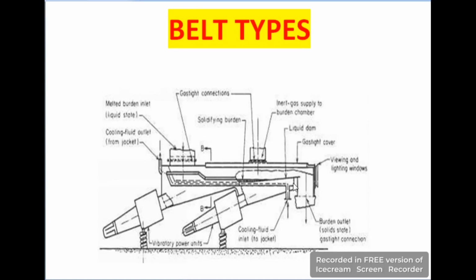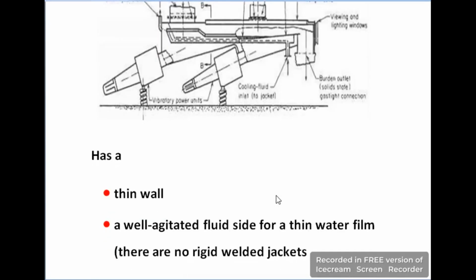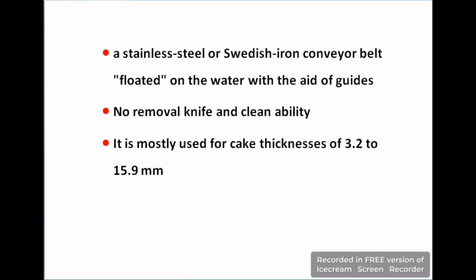The next type is belt type heat exchangers. You can see this type of heat exchanger in this diagram. Here a cooling fluid is entered for cooling purpose, and this heat exchanger has a thin wall, and also for cooling purpose an agitated fluid is provided. There is no jacket provided for cooling purpose. In this heat exchanger, a conveyor belt is used, which is made of stainless steel or Swedish iron. This belt floats on a water surface with the help of guides.